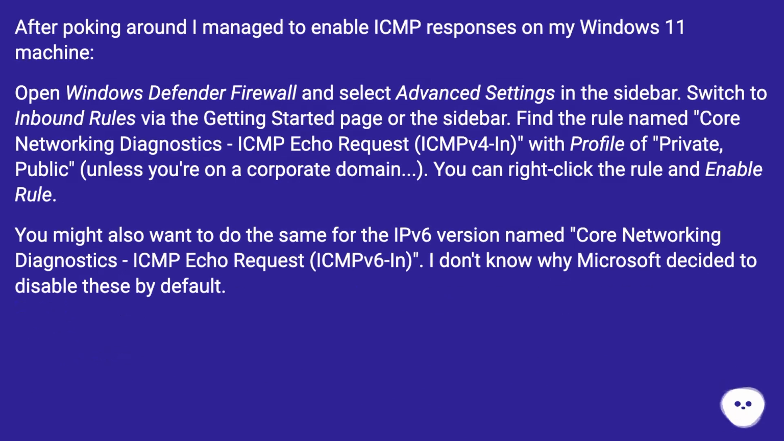After poking around, I managed to enable ICMP responses on my Windows 11 machine. Open Windows Defender Firewall and select Advanced Settings in the sidebar. Switch to Inbound Rules via the Getting Started page or the sidebar. Find the rule named Core Networking Diagnostics - ICMP Echo Request - ICMPv4-In, with profile of private, public, unless you're on a corporate domain. You can right-click the rule and enable it. You might also want to do the same for the IPv6 version, named Core Networking Diagnostics - ICMP Echo Request - ICMPv6-In. I don't know why Microsoft decided to disable these by default.